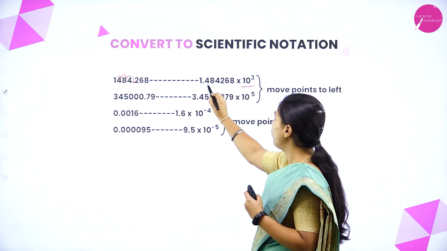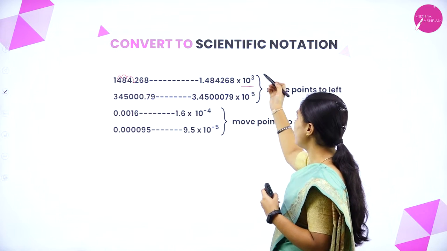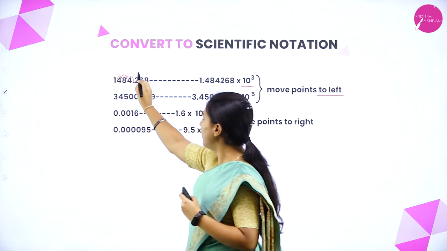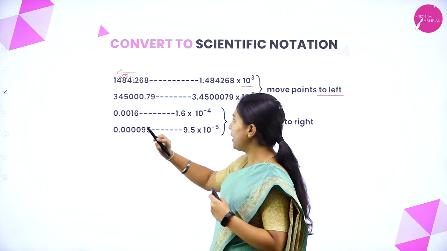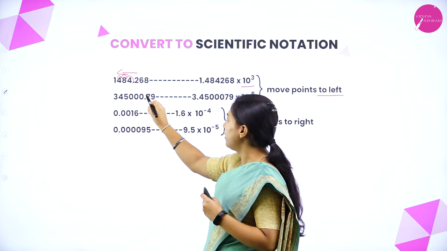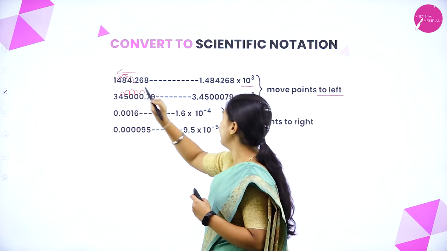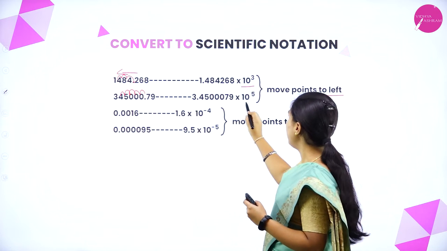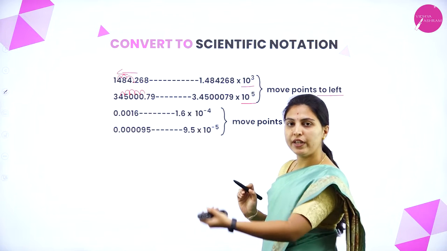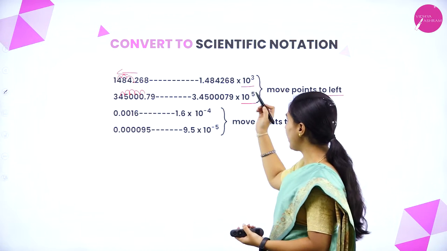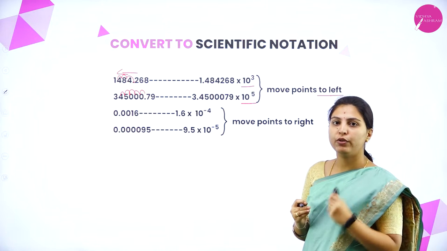See here, 1.484268 into 10 to the power of 3. You are moving the point to the left side. Similarly, you are moving to the left side once again, 1, 2, 3, 4, 5. It means 10 to the power of 5 you will get. Same thing, however many times you move to the left, that many times you should write on the 10 above, but with a positive sign you have to write.